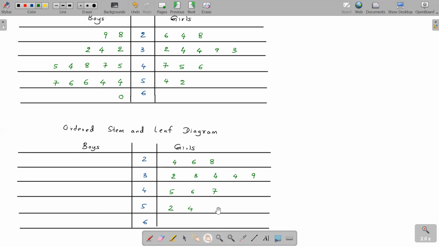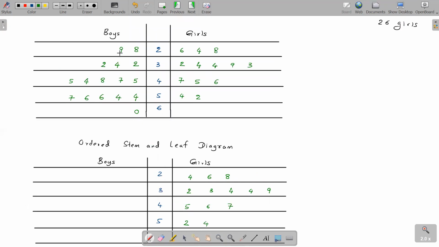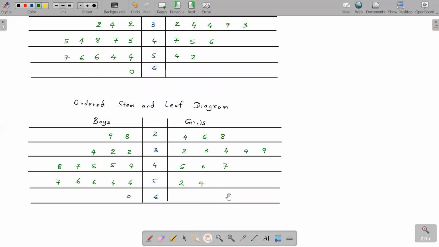Go to the boys' data set. 9, 8. So the closer to the stem, you have the smaller leaves. Okay, so then 8, 9, this is already arranged. The other side, 2, 4, 2 should be 2, 2, and 4. Over here, the smallest is 4, 5, 5, 7, 8. And the next one, it's already arranged, right? 4, 4, 6, 6, 7. And the next one, there's a 0. Okay, so now this is the ordered stem and leaf diagram. Guys, do you agree? This is the ordered stem and leaf diagram.